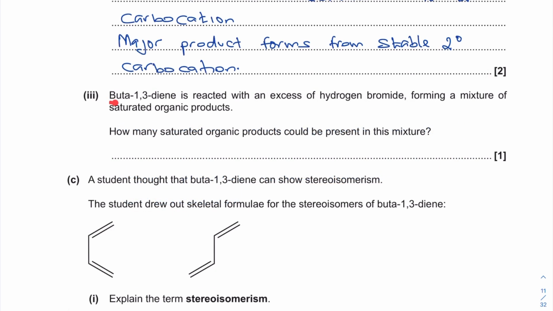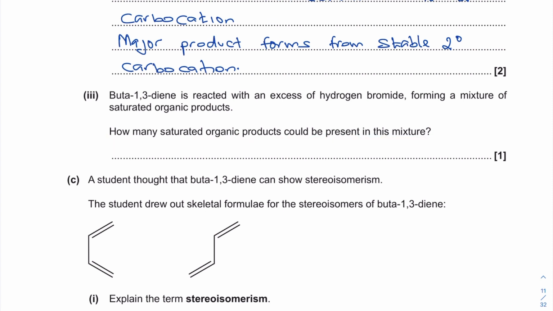Part 3. Buta-1,3-diene is reacted with an excess of hydrogen bromide, forming a mixture of saturated organic products. How many saturated organic products could be present in this mixture?